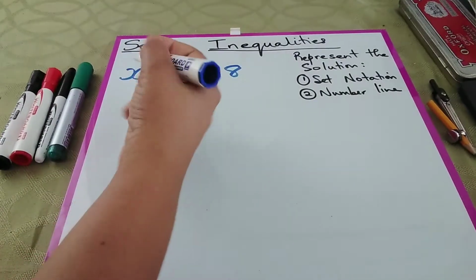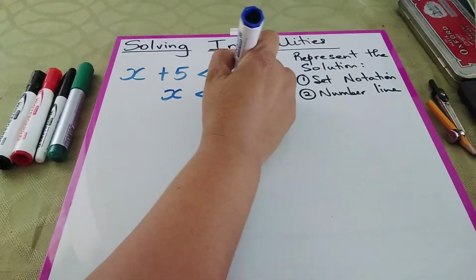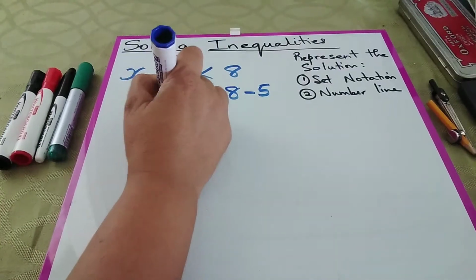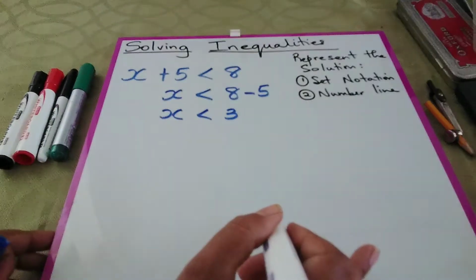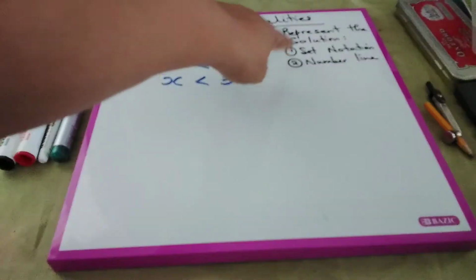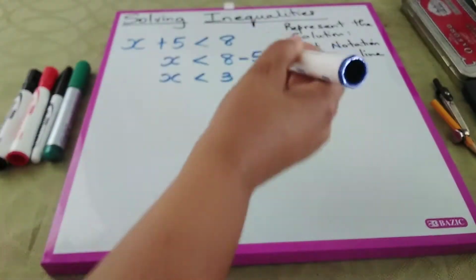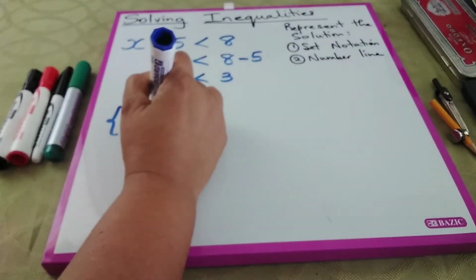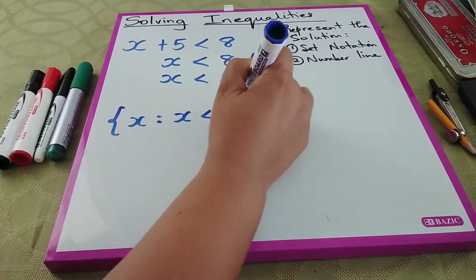So let's do it. So it's x less than, write back the 8, minus 5. X is less than 3. So that's the solution. Now we need to write it two ways, via set notation or the number line. So set notation would be x is such that x is less than 3.